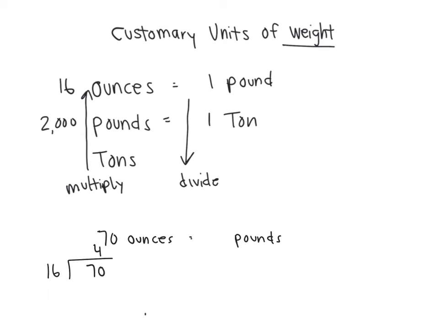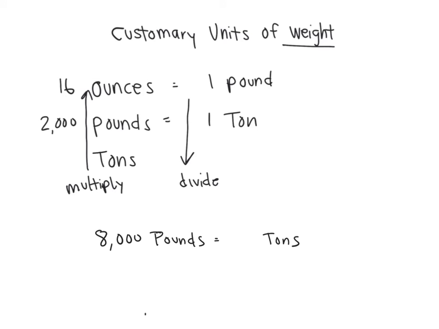So 16 times 4 is 64. And just use a calculator if you need to, do what you need to do to get it done. And then we would have 6 left over. So we have a remainder of 6. So we would have 4 pounds, and then this remainder would just still be ounces, so we'd have 6 ounces left, because it doesn't go in there evenly. Okay?